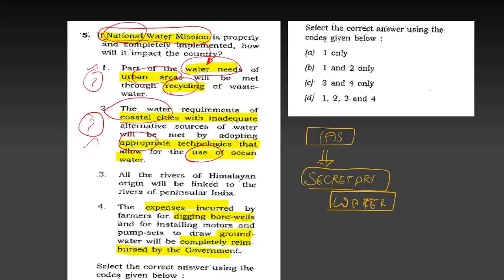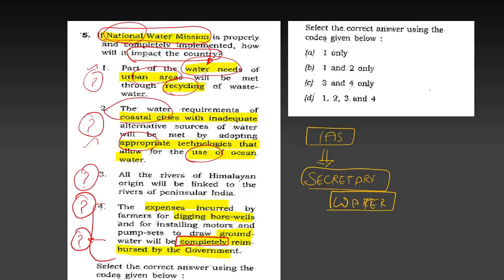Not State Water Mission, National Water Mission. So, if you see the fourth statement or the third statement, now I am going to read this. This is paying attention to details. Can I give complete reimbursement? Read this fourth statement. Can I give complete reimbursement?